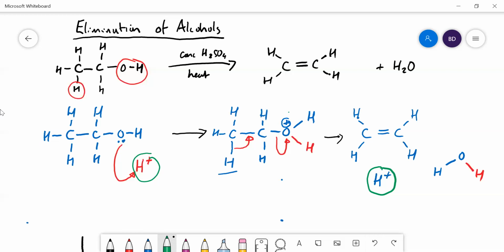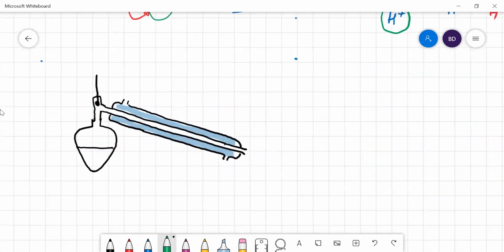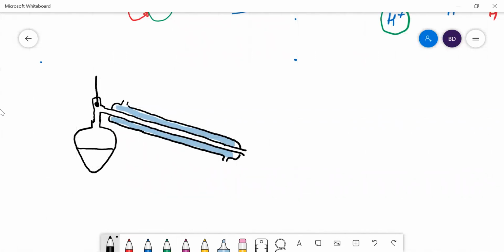Right, so let's talk about, I think it's practical 5A or 5B, and this is where you dehydrate an alcohol. Okay, so this is AQA required practical 5. Forget if it's 5A or 5B. So what we do is you set up a pear-shaped flask, a few anti-bumping granules in the bottom there, and you're going to heat it nice and gently. And what we've got in there is, they use cyclohexanol.